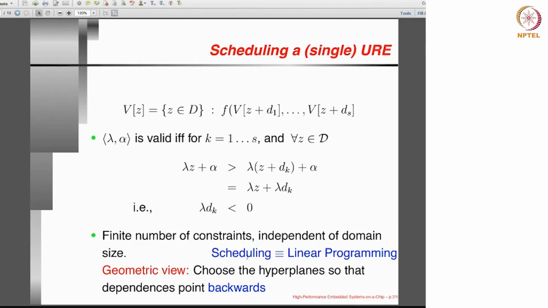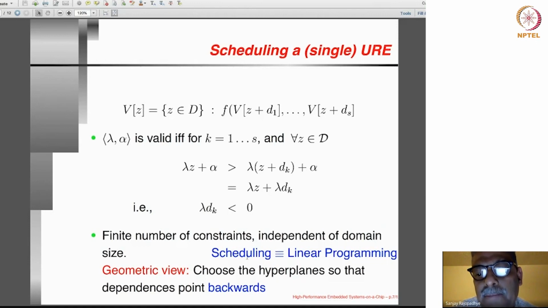Now here is the beauty of the polyhedral model. Because the schedules that we are trying to find are linear functions, and because we have uniform dependencies, let's just do a little bit of algebra. Lambda z plus alpha is strictly greater than lambda times z plus d plus alpha. Remember, d is a constant vector. Apply distributivity and you find that the z and the alpha cancel out. All you are left with is lambda dot dk is less than 0. The dot product of the schedule vector and the dependence vector, which is a constant vector, must be negative.